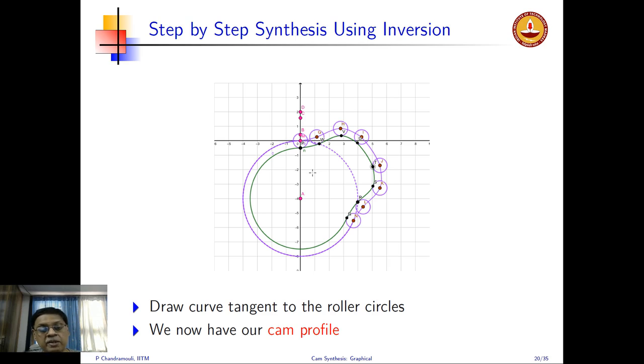Okay, so this is how graphically you will construct the cam profile. So this is one of the cams that we have constructed for the intake valve that we have. All right, I will stop here.